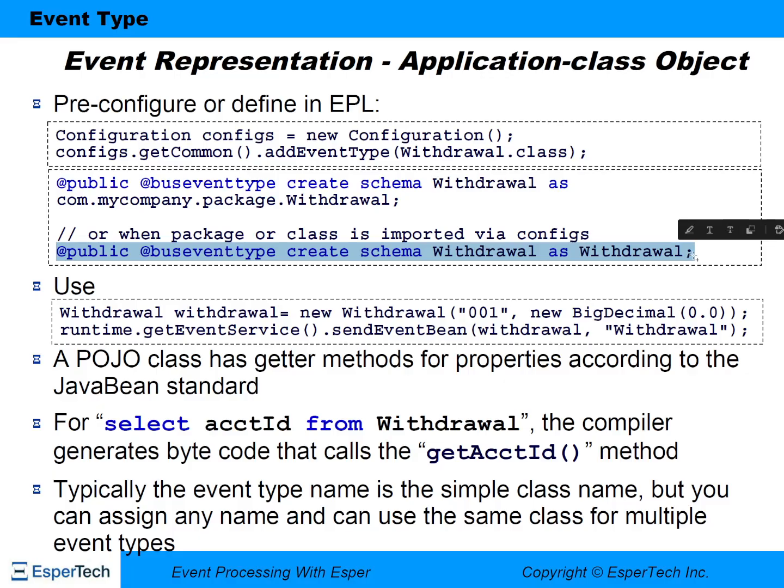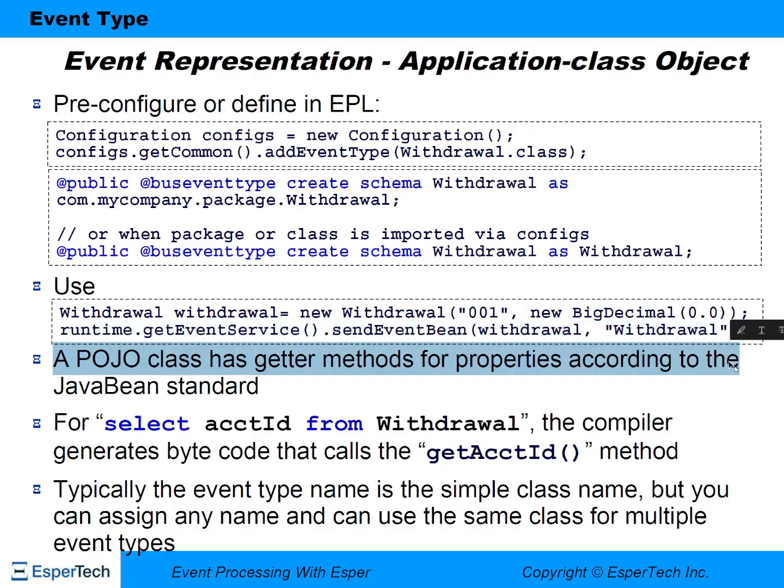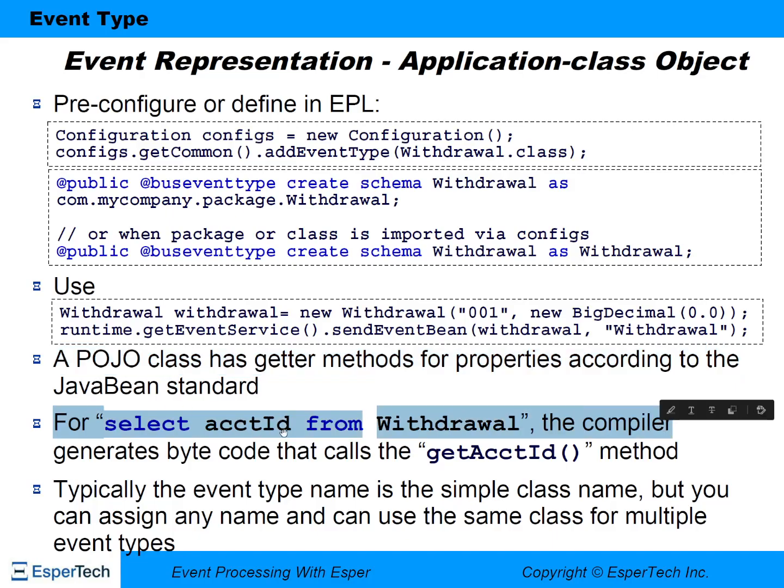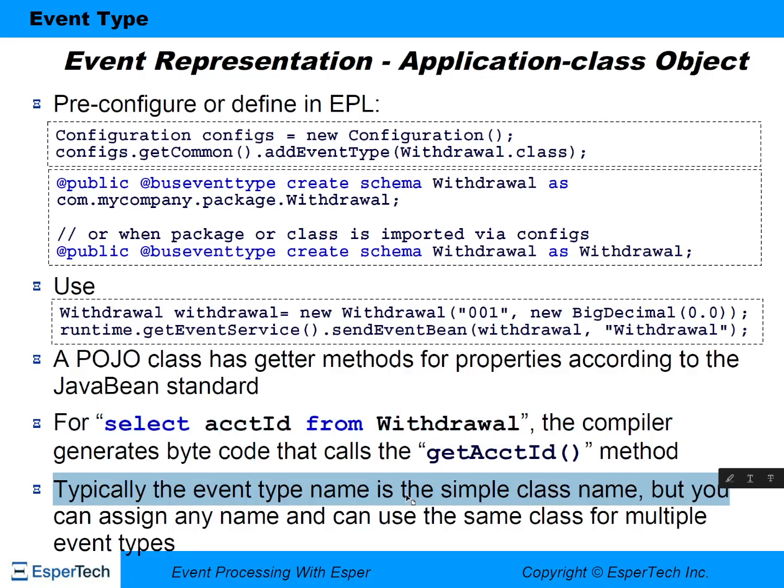The code that illustrates how to process events is runtime.getEventService.sendEvent(withdrawal, withdrawal). A POJO class has getter methods for properties according to the Java Bean standard. POJO stands for plain old Java object and is a standard. For select account ID from withdrawal, the compiler generates bytecode that calls the getAccountID method. Typically the event type name is the simple class name, but you can assign any name and can use the same class for multiple event types.